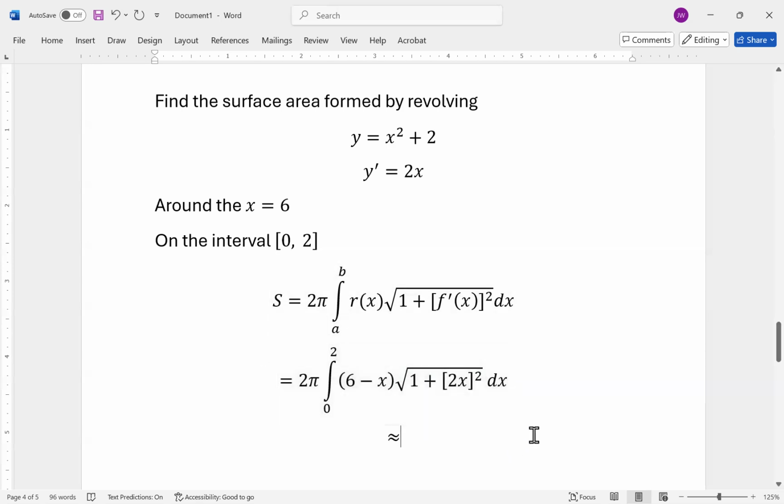Once you do this calculation, though, you should get 139.00. So the surface area of this object revolving that curve around the line x equals 6 is right about 139. By the way, this is surface area, so it would be in square units. Area is a square units calculation.